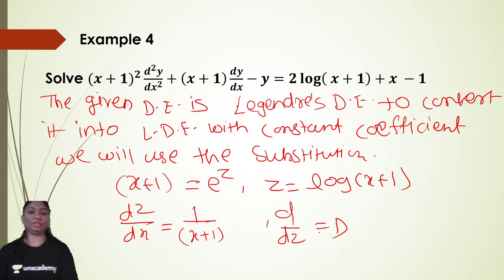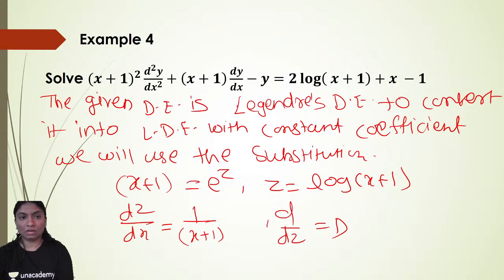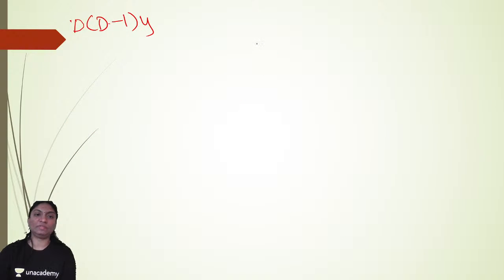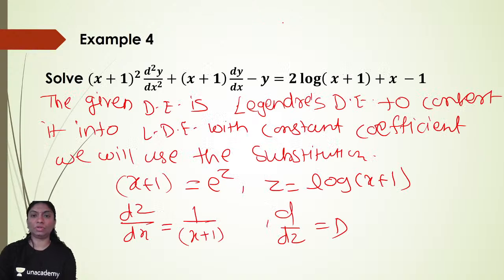So the Legendre's differential equation is converted into linear differential equation like this: a square into d minus 1 of y. Right? So here a is equal to 1. So only 1 square. So x plus 1 into dy by dx, you can write 1 into dy, minus y is equal to 2 log x plus 1, it means 2z plus x.